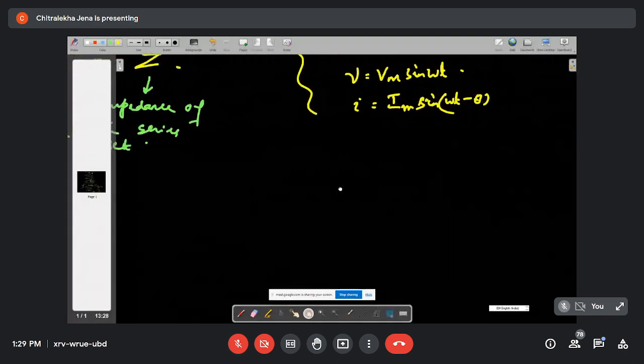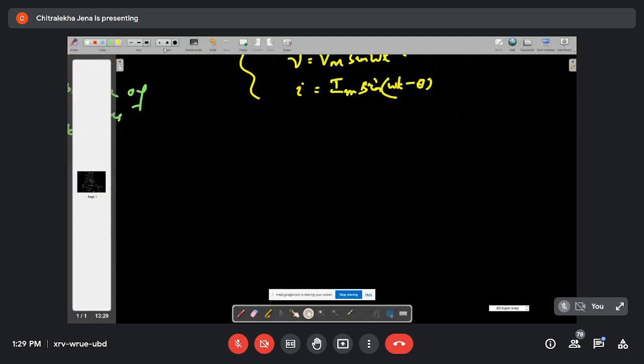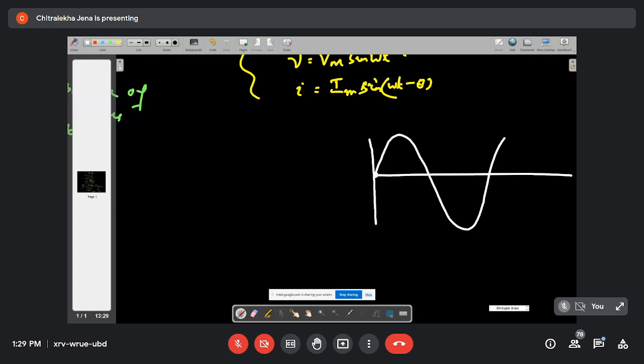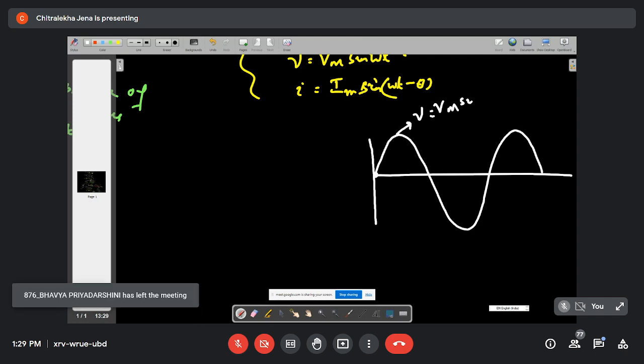V is equal to Vm sin omega t. I is equal to Im sin(omega t minus theta). Now, if I draw the waveform taking the voltage as the reference, this is your voltage waveform, V is equal to Vm sin omega t. Now you tell me from where I will start.